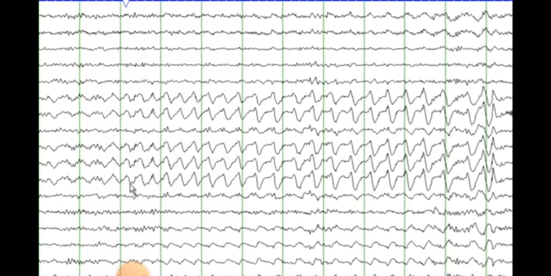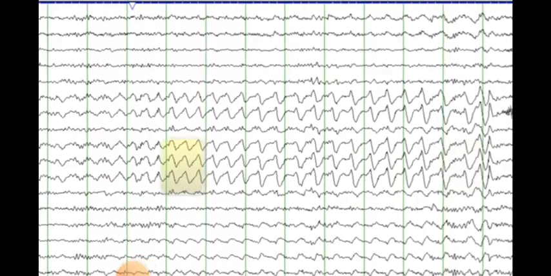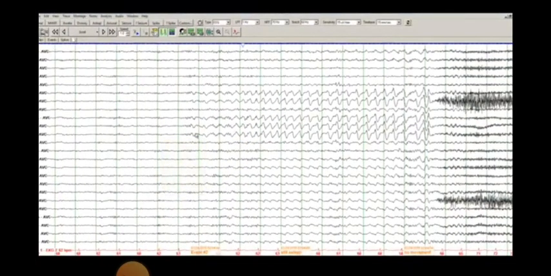There is an evolution in amplitude. So the amplitude, that is the vertical length of this waveform, is much higher than the vertical length of this waveform. So the amplitude is changing in these 8 to 10 seconds. The frequency is also changing. So you have two big waves in this 1 second, whereas you have three of these waves in this 1 second. So there is a sudden onset, an abrupt onset of the change in the EEG, with a change in frequency and a change in amplitude.